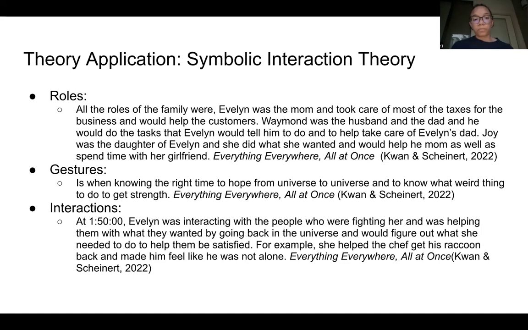For roles, for symbolic interaction theory, the roles were just very simple roles. Like the mom was taking care of the taxes for the business and helping the customers, and then Wayman was the husband and the dad, and he was also following the tasks that Evelyn was telling him to do.